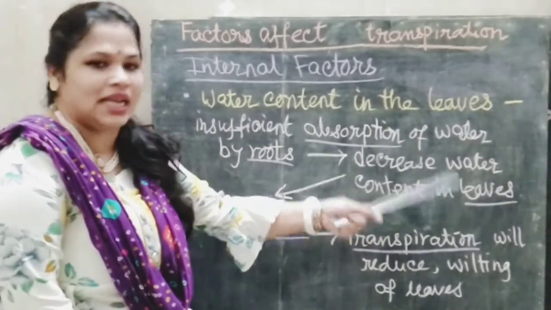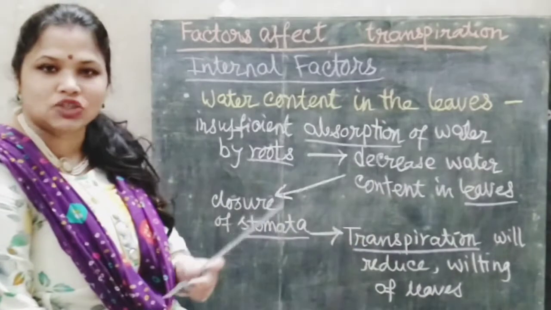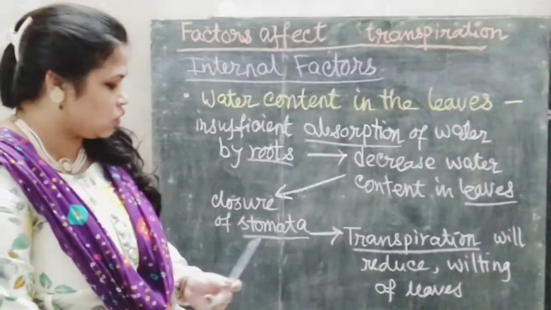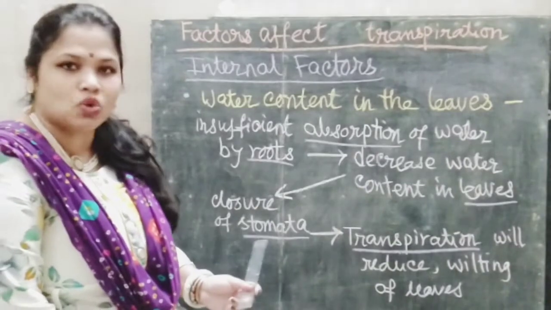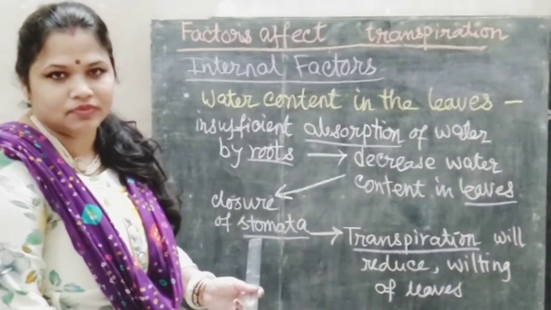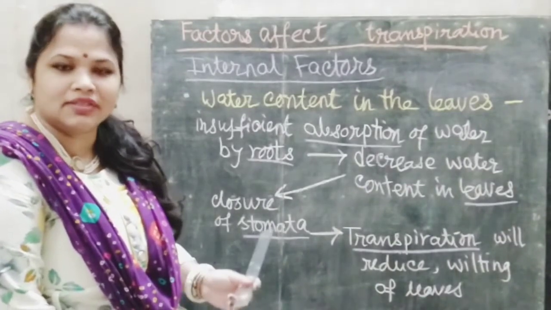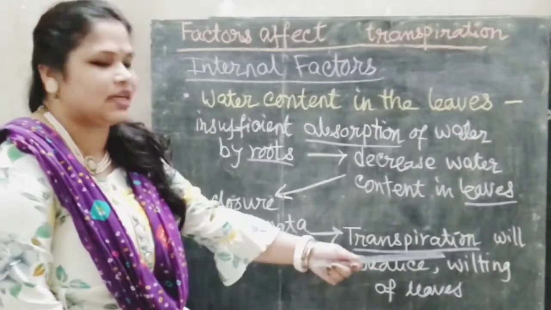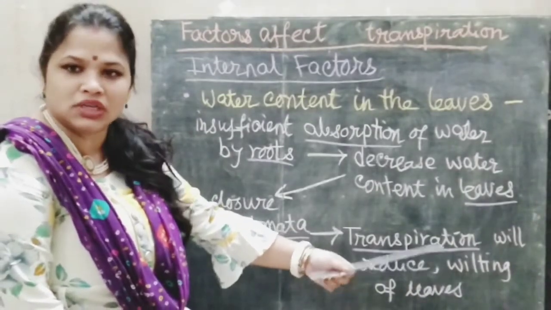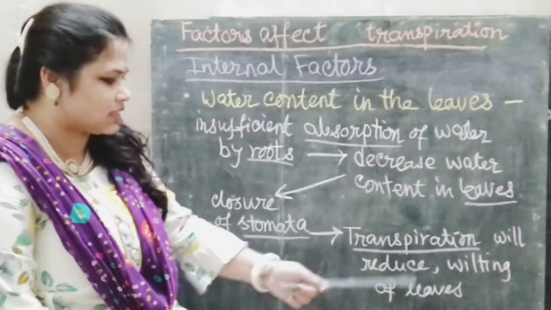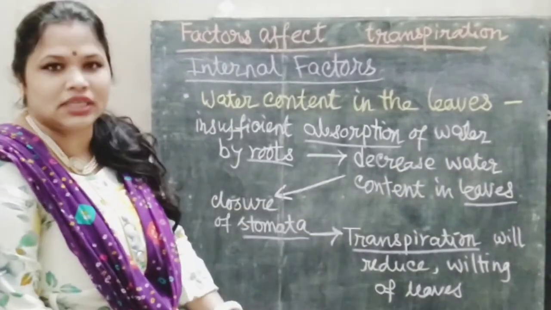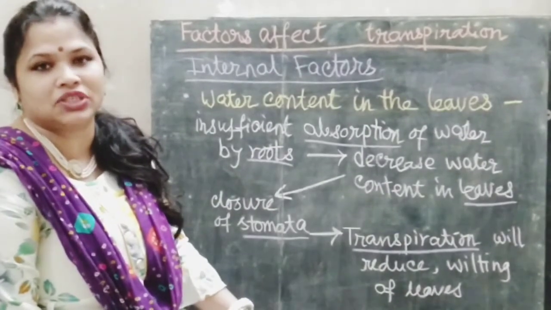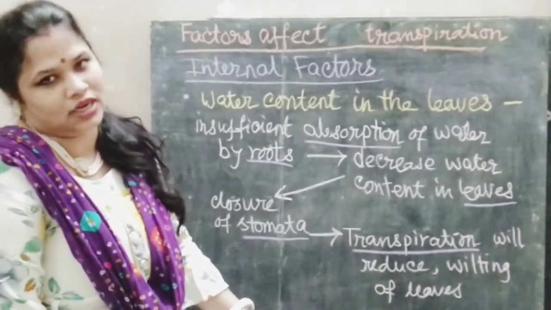If there is less water content in the leaves, then the stomata will get closed. So one by one you have to write. The closure of stomata. If there is a closure of stomata, then definitely the transpiration rate will reduce. So they are inversely proportional. So this is the full gist of the internal factor which affects transpiration.